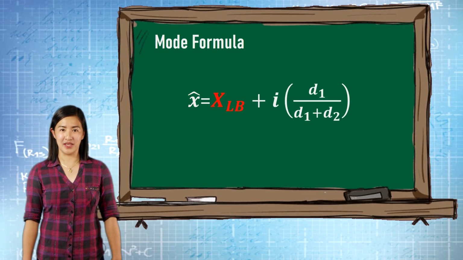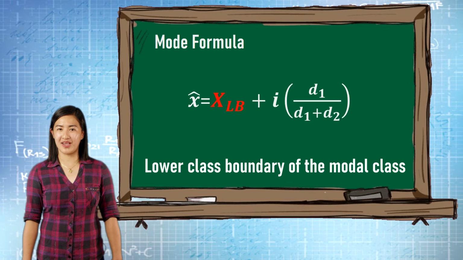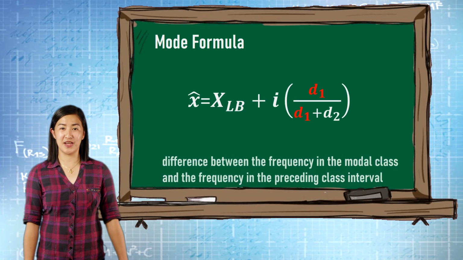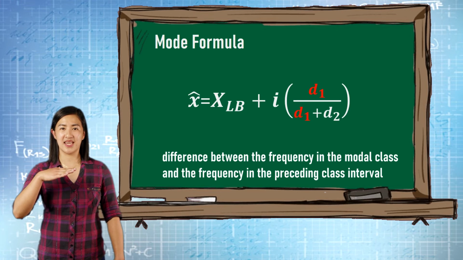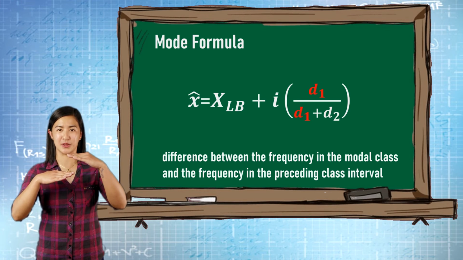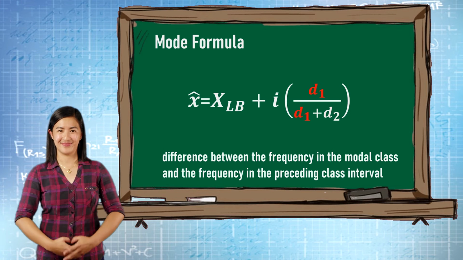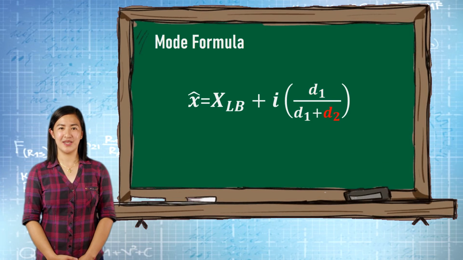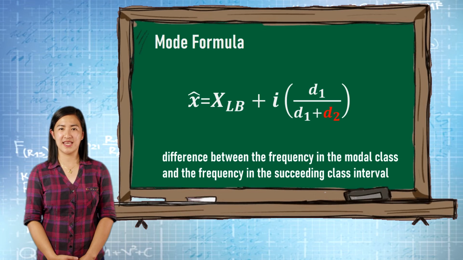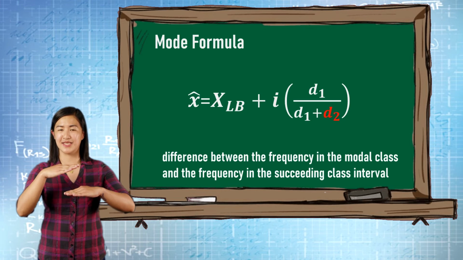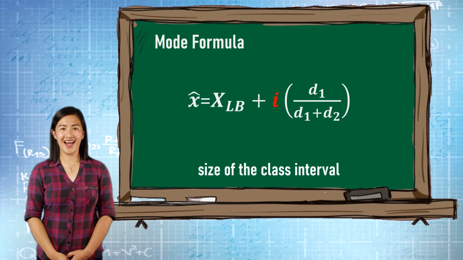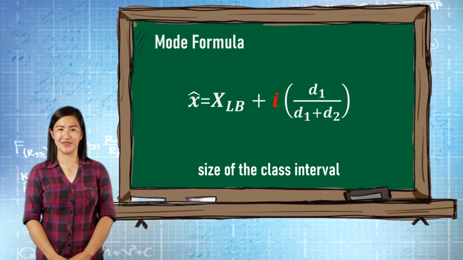X sub LB is the lower class boundary of the modal class. D sub 1 is the difference between the frequency in the modal class and the frequency in the preceding class interval or above it. D sub 2 is the difference between the frequency in the modal class and the frequency in the succeeding class interval or below it. I is the size of the class interval.